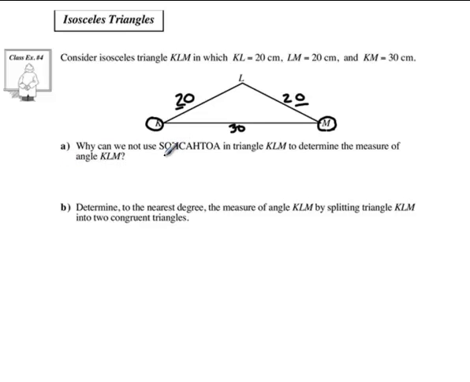Why can we not use SOHCAHTOA with this triangle to determine the measure of KLM? Now some of you might have been tempted to do that. And if you were, the first question I'd ask you is, where is the hypotenuse of this triangle? There isn't one, right? We need a 90-degree angle to have a hypotenuse. So SOHCAHTOA or trig functions or trig ratios only work on right triangles.